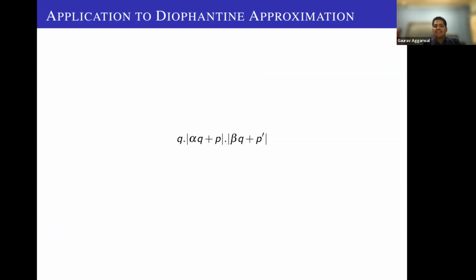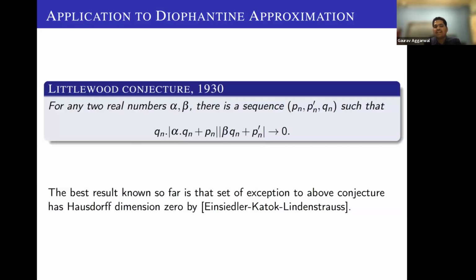In the simplest possible case, this is the same as asking that you have two real numbers alpha and beta, and you are trying to simultaneously approximate them by rationals such that the denominators are the same: alpha dot q plus p and beta times q plus p prime. This is the form in the Littlewood conjecture, one of the most famous problems in Diophantine approximation, which says that for any two real numbers alpha and beta, there is a sequence of integers p_n, p_n prime, q_n so that the error term converges to zero as n tends to infinity. The best result known so far is that the set of exceptions to this conjecture has Hausdorff dimension zero, proved by Einsiedler, Katok, and Lindenstrauss.